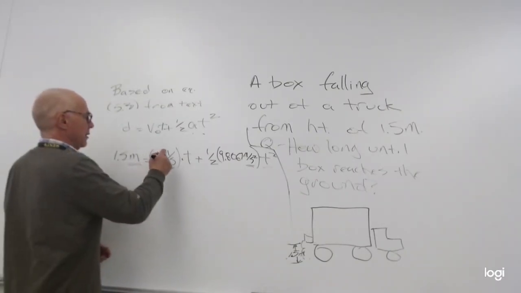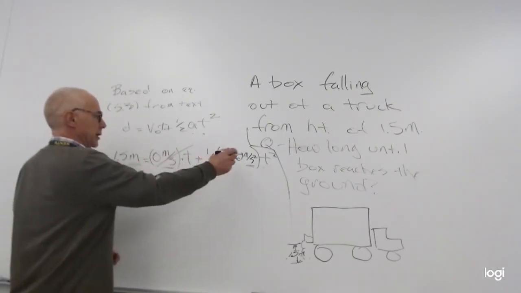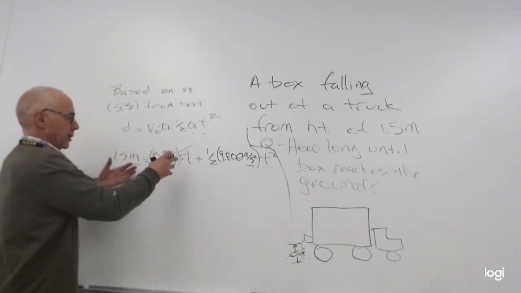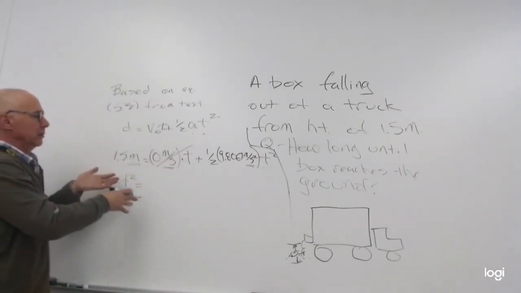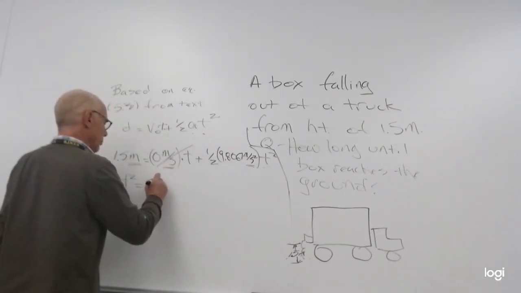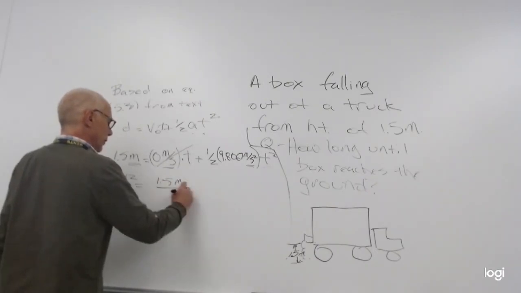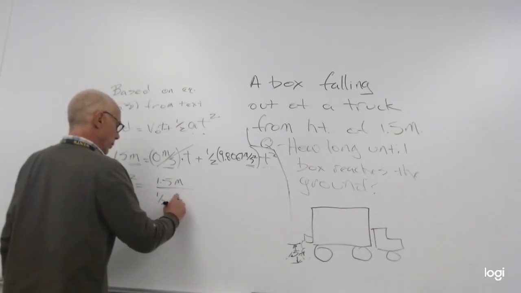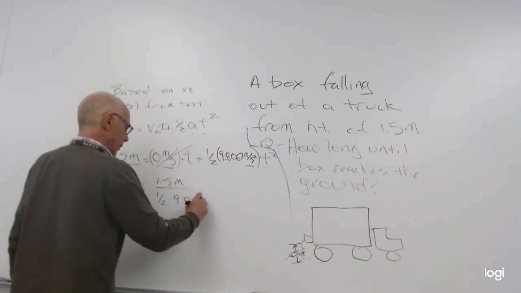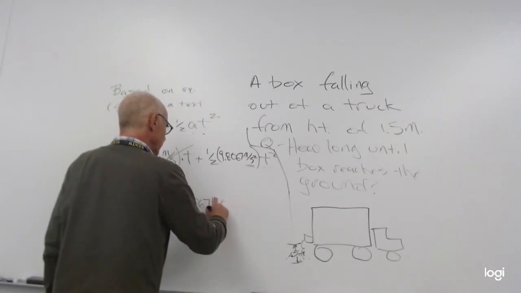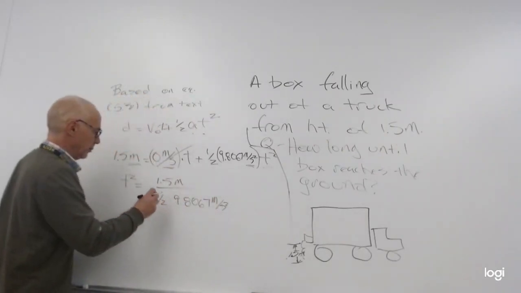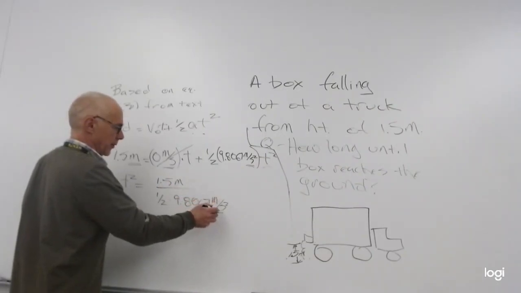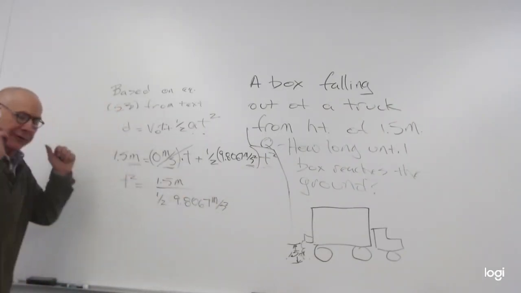We know this is 0, so it's just going to be t squared equals whatever. We're going to divide both sides by this amount here. So we're going to end up with 1.5 meters divided by 1/2 times 9.8067 meters per second squared. And we can look at this and we go, meters, and then 1/2 squared, so it's second squared. Perfect, units work.